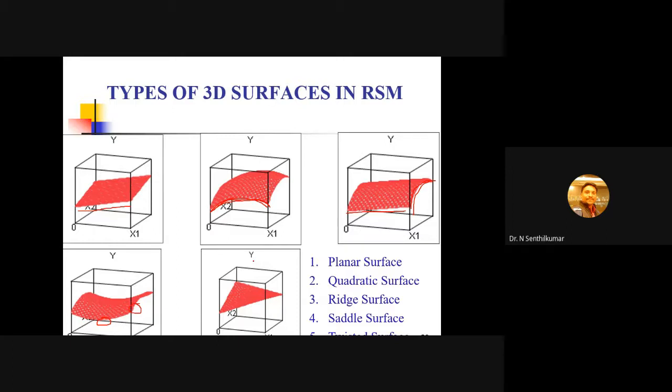It all depends upon the values, the outputs that we are obtaining. So based on this only, we are going to write the explanations or interpretations from the graph. So what type of surface we have obtained, whether it is a planar surface, quadratic surface, ridge surface, saddle or twisted surface, we are going to write.